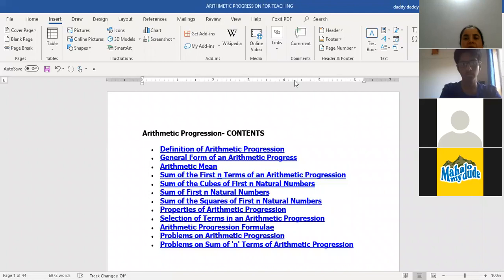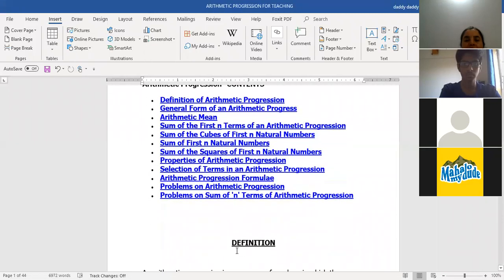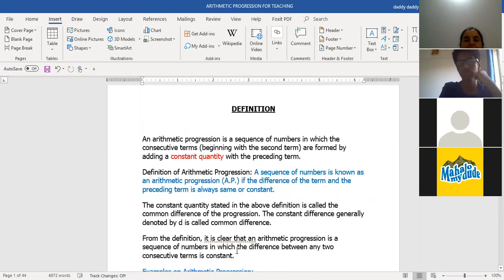So we will be doing this topic, and under this topic there are following categories. Like first we will understand what is arithmetic progression, then we will do general form of arithmetic progression followed by arithmetic mean, then sum of first n terms of AP, and then subsequently we'll do other things also. So right now we have to just understand what is arithmetic progression. So let's try to understand. So this is the definition of arithmetic progression.